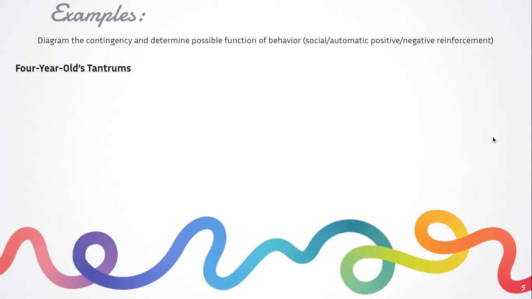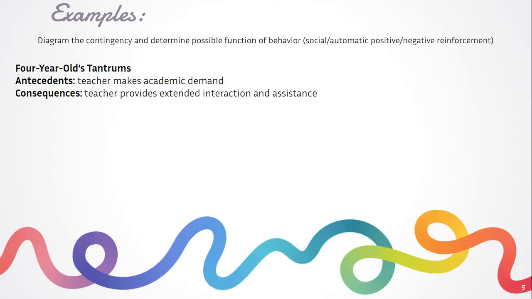So our first example is of a 4-year-old tantruming. The antecedent is that the teacher makes an academic demand. The consequence is that the teacher provides extended interaction and assistance. Next I'm going to show the diagram. First, you should try to figure out if it's going to be positive or negative reinforcement.